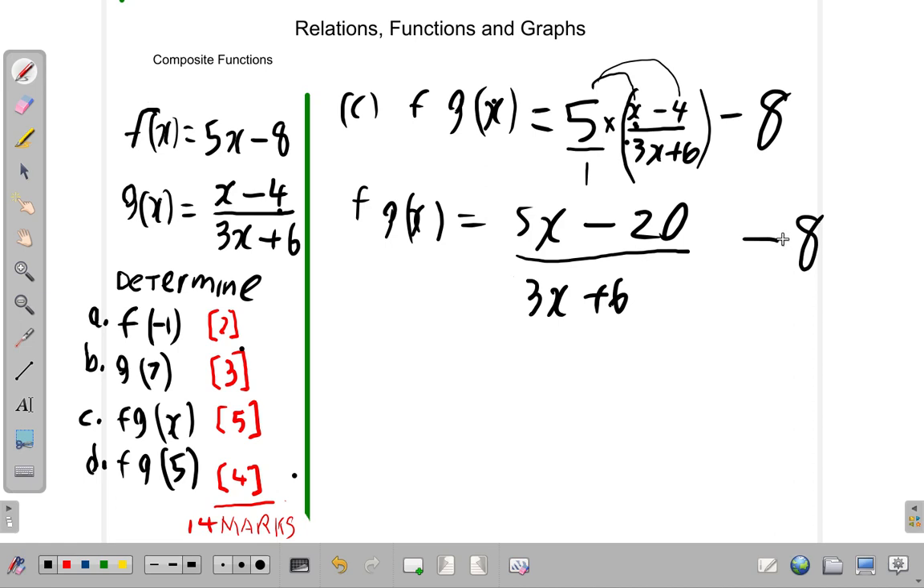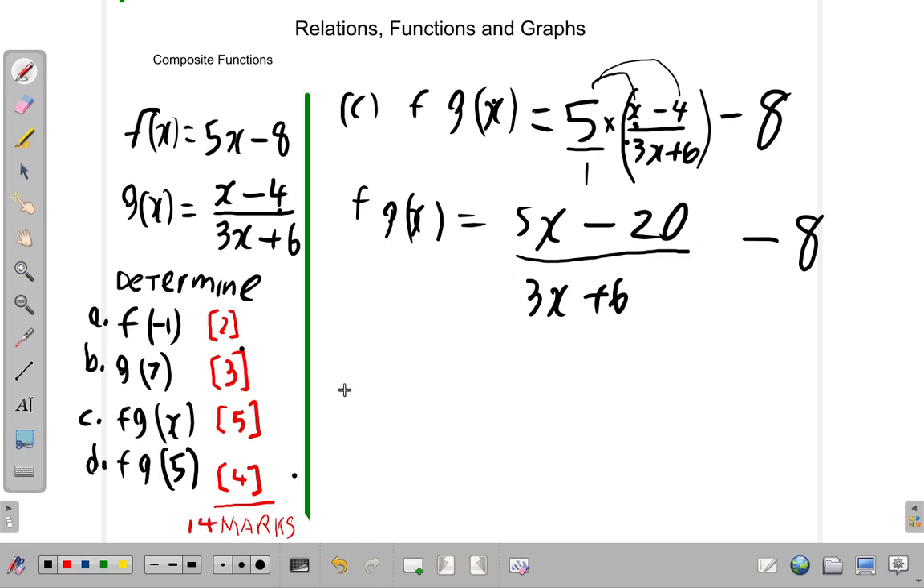Now, you can simplify this further if you want to. But let us leave it as it is here, because we are not really asked to simplify it even further.